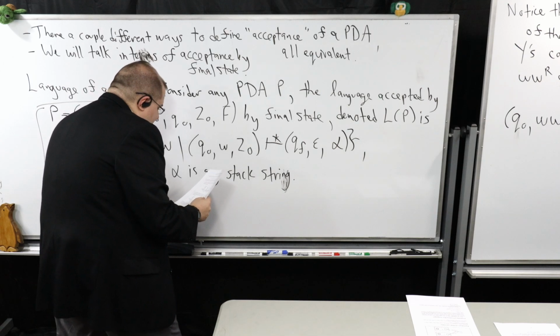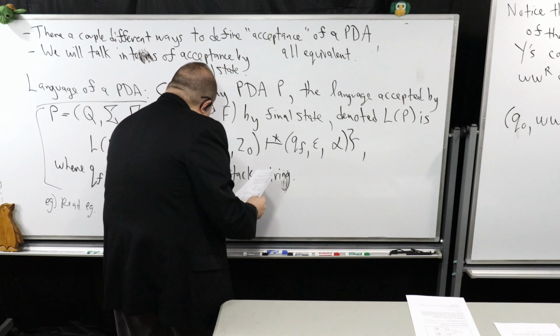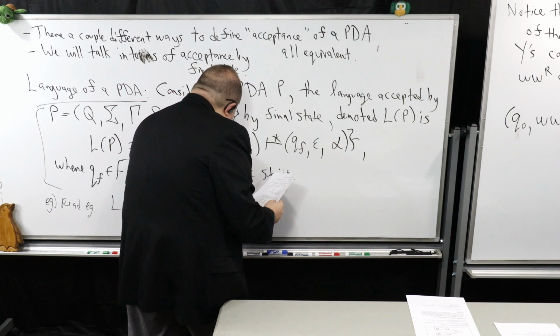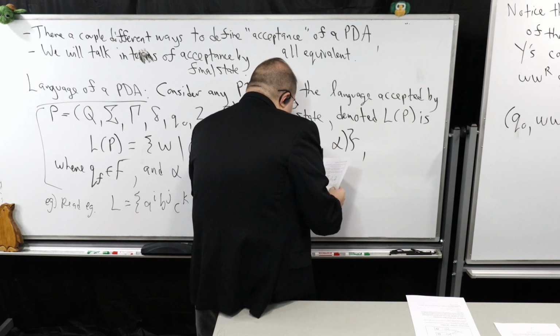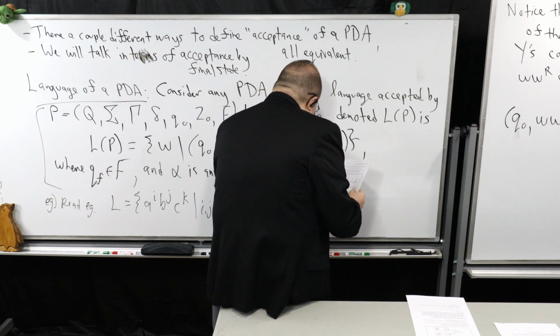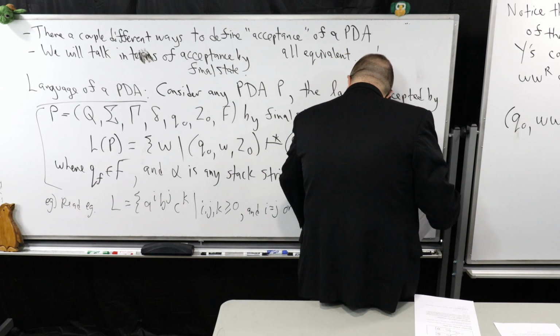It's a to the i, b to the j, c to the k, such that i, j, and k are all non-negative, and i is equal to j, or i is equal to k. So this is a nice classic example of illustrating the technique I was talking about at the beginning.